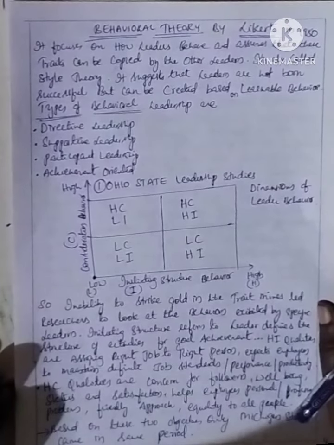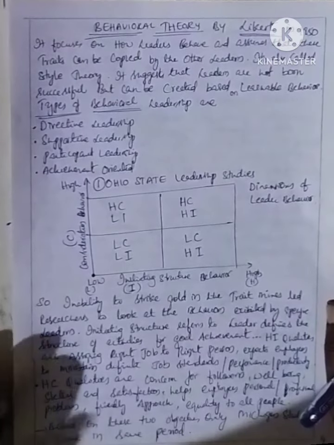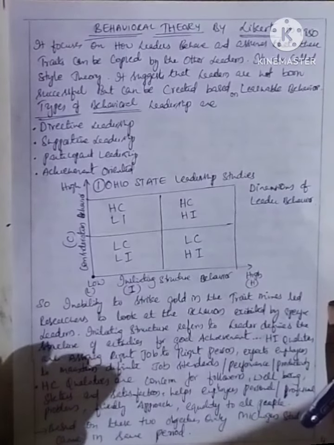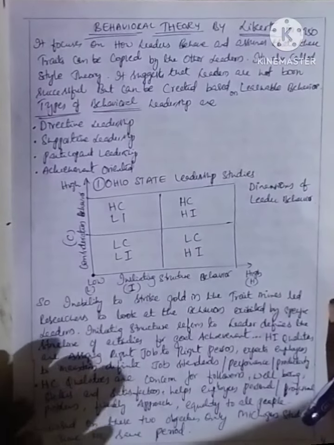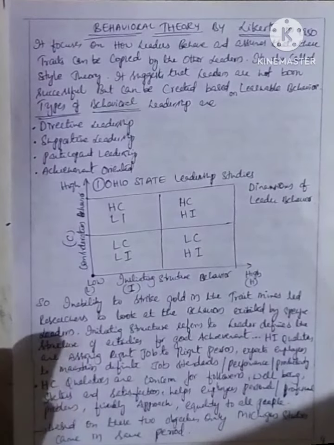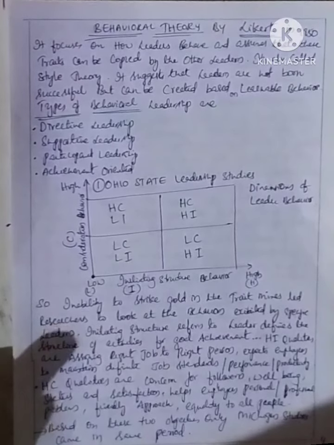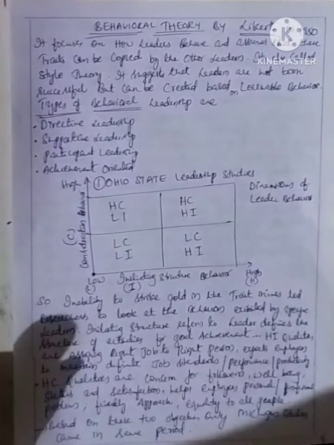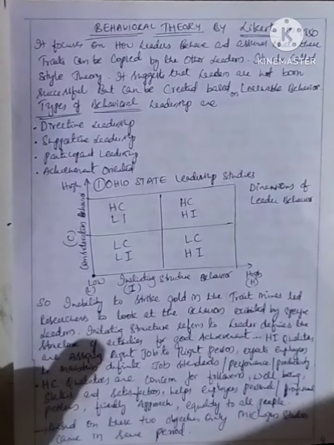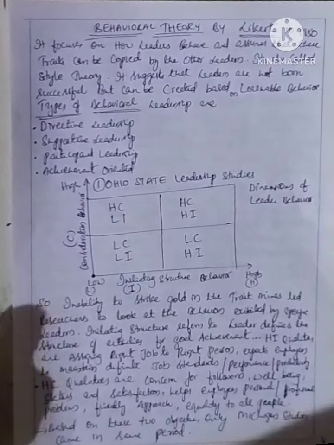Behavioral theory by Likert in 1950. It focuses on how leaders behave and assumes that these behaviors can be copied by other leaders. It is also called style theory. It suggests that leaders are not born successful but can be created based on learnable behavior. The types of behavioral leadership are directive leadership, supportive, participative, and achievement-oriented leadership.